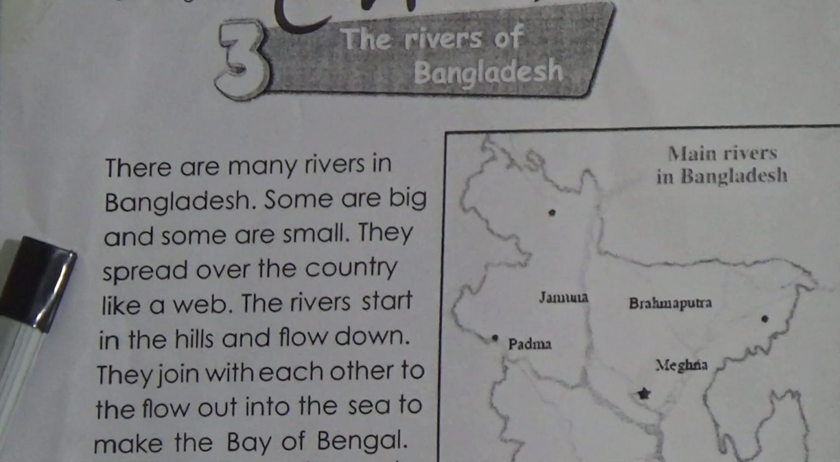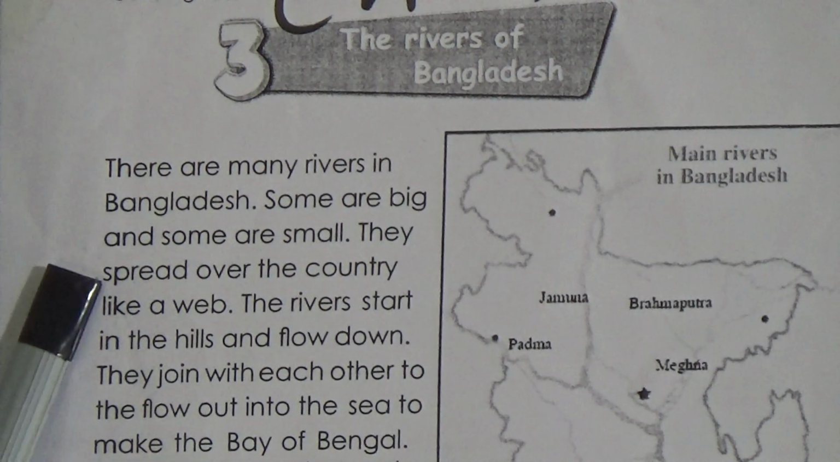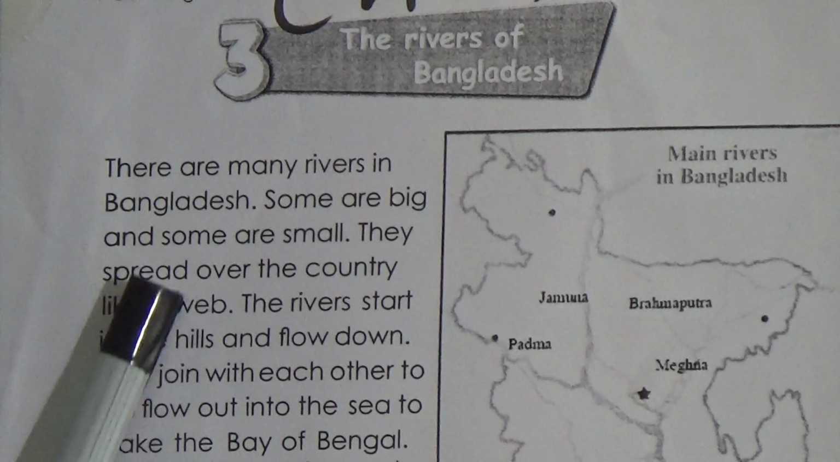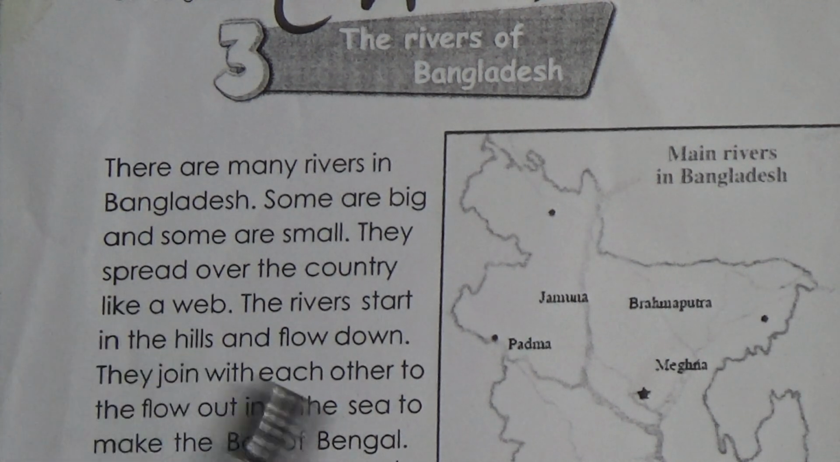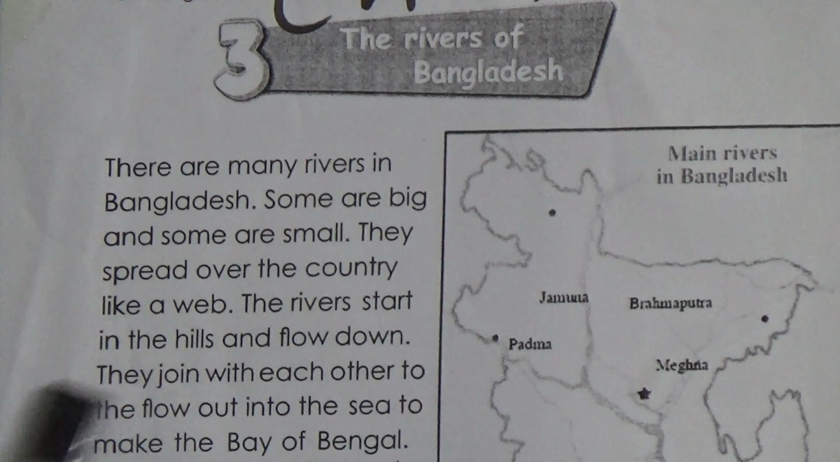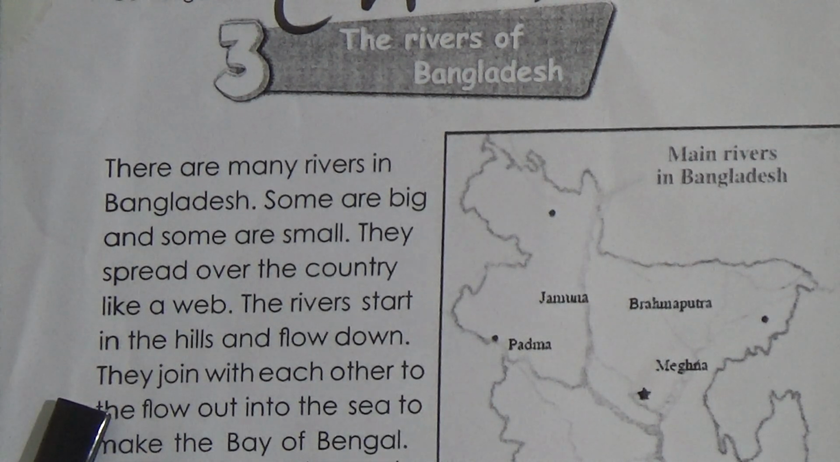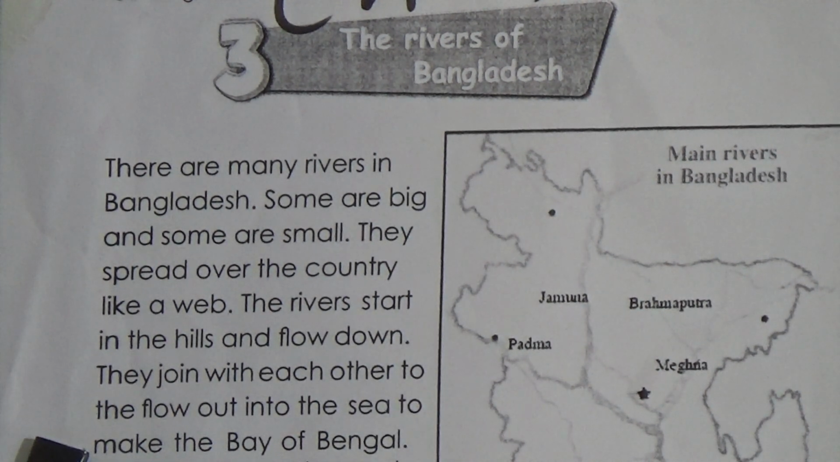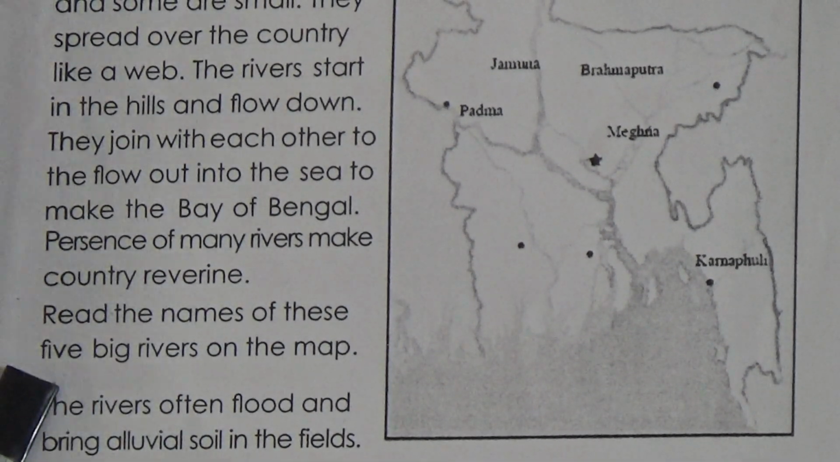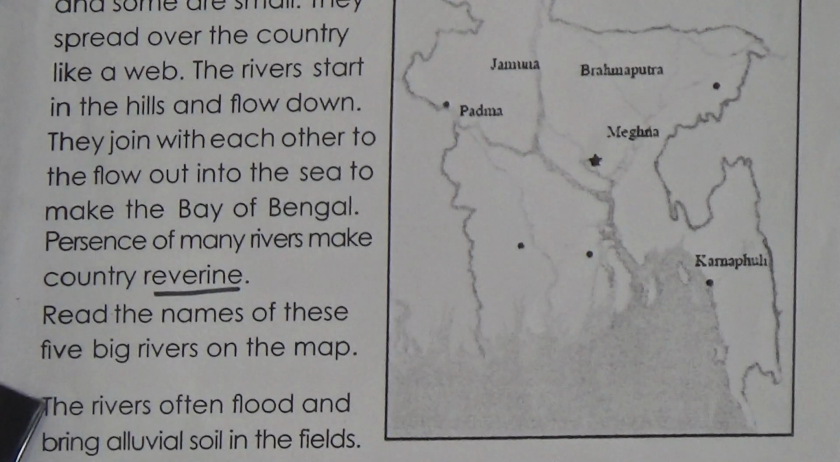There are many rivers in Bangladesh. Some are big and some are small. They spread over the country like a web. The rivers start in the hills and flow down. They join with each other and flow out into the sea to make the Bay of Bengal. The presence of many rivers makes the country riverine. So we call our country riverine. Bangladesh is a riverine country.